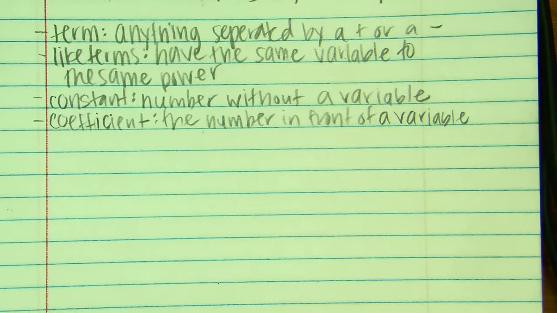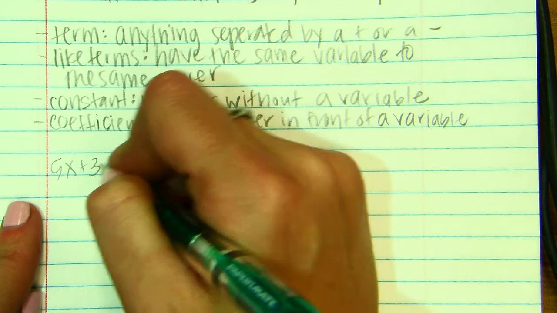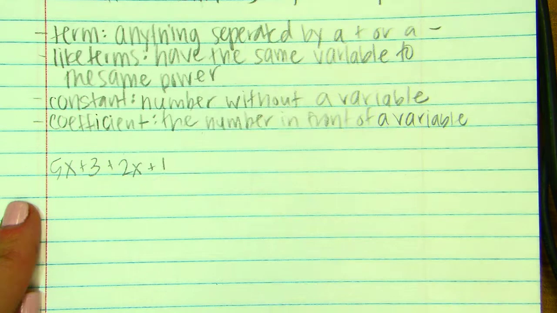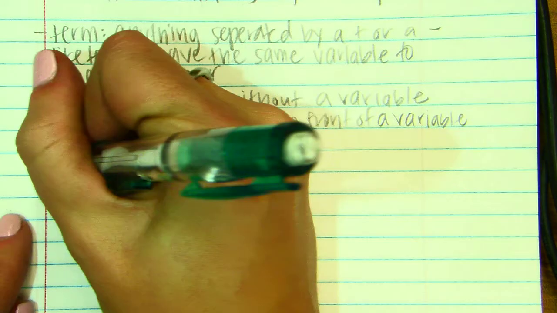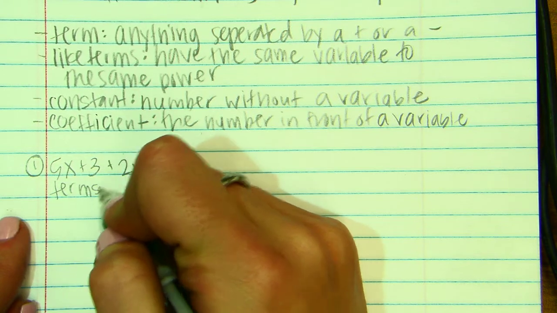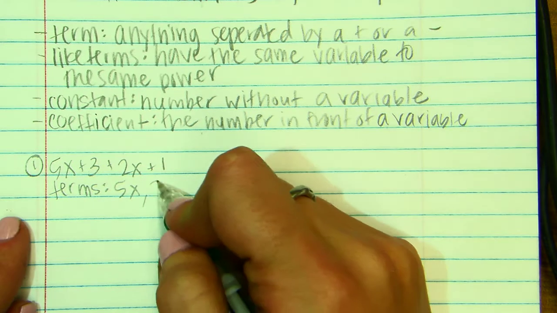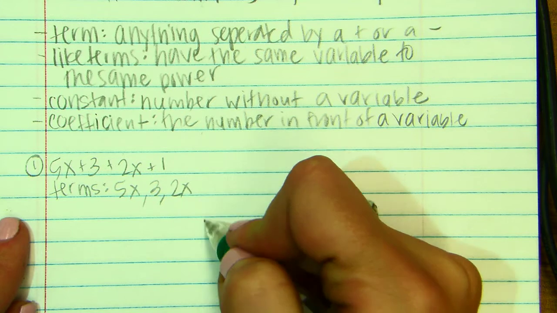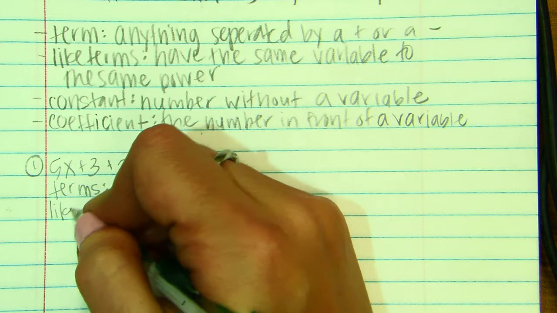So for the first expression, we have, let's do 5x plus 3 plus 2x plus 1. And we're just going to label each part of this expression. Let's call this example 1. So the terms in this expression are 5x is one of the terms, 3 is another term, 2x is another term, and 1 is another term.